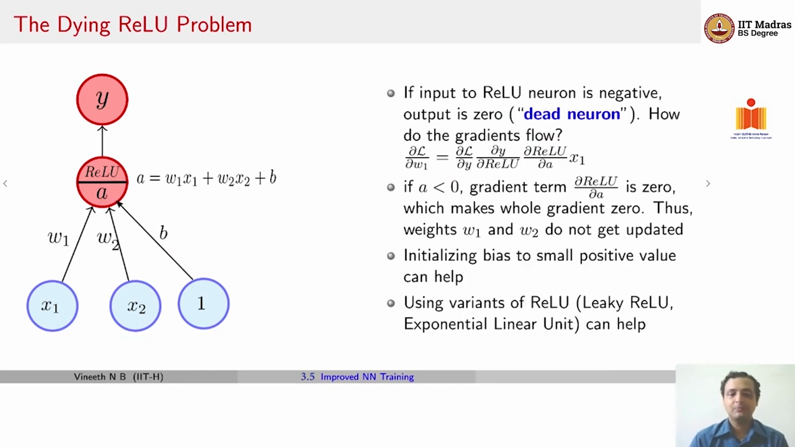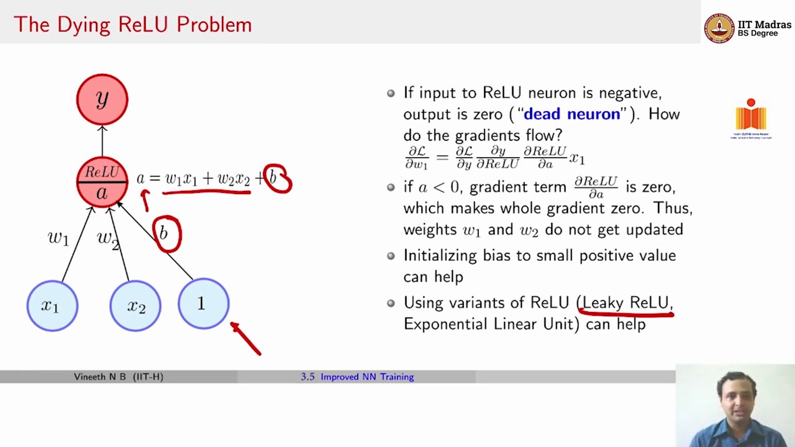A couple of ways. One is you could initialize your bias weight to a positive value. How does this help? In case W1 x1 plus W2 x2 turns out to be negative, having a positive value here may push A towards the non-negative side, and this could help ReLU get activated and the gradients start flowing through this particular neuron. Other options are to use leaky ReLU.